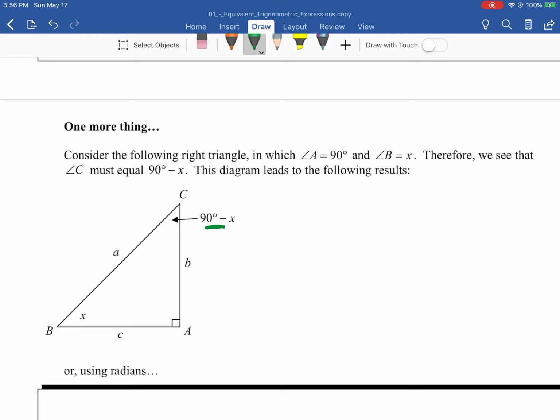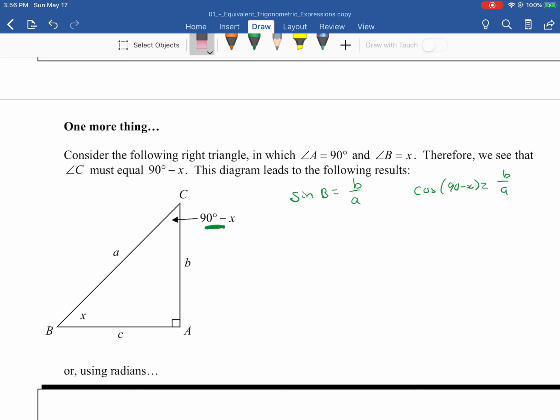Okay, what do I mean by that? Let's say I wanted to do sine of angle B. So sine of angle B would be opposite over hypotenuse, would be B over A. Okay? Pretty straightforward so far. Now let's say I want to do cosine of the 90 minus x angle. Well, now the side B is no longer the opposite, it's the adjacent. So from that perspective, cosine of 90 minus x is B over A, adjacent over hypotenuse.